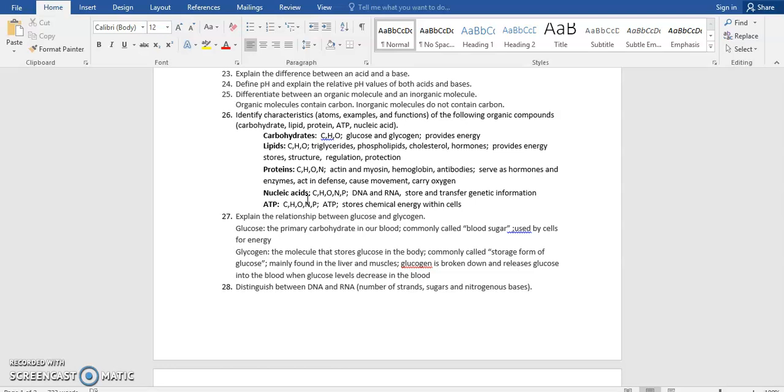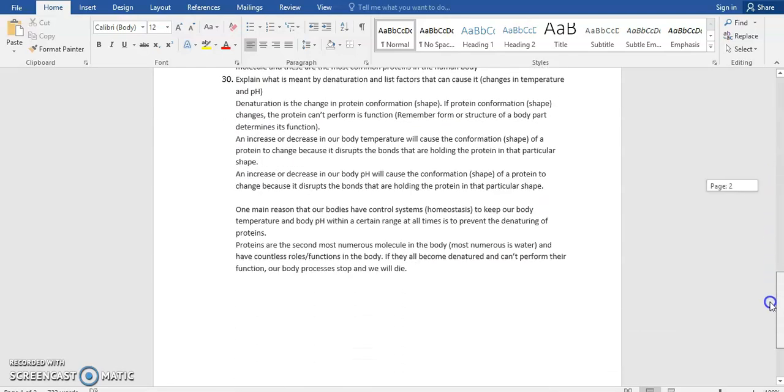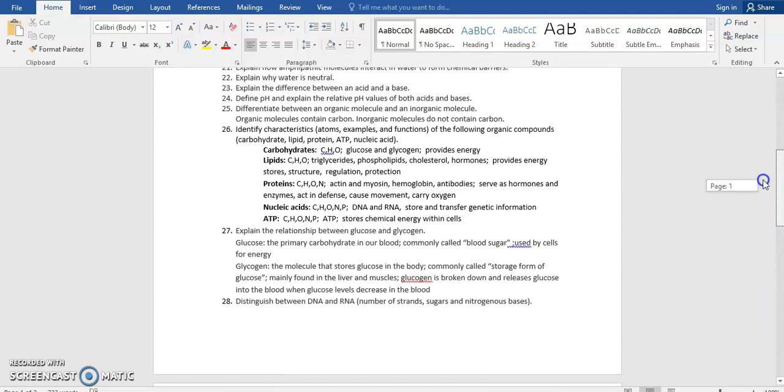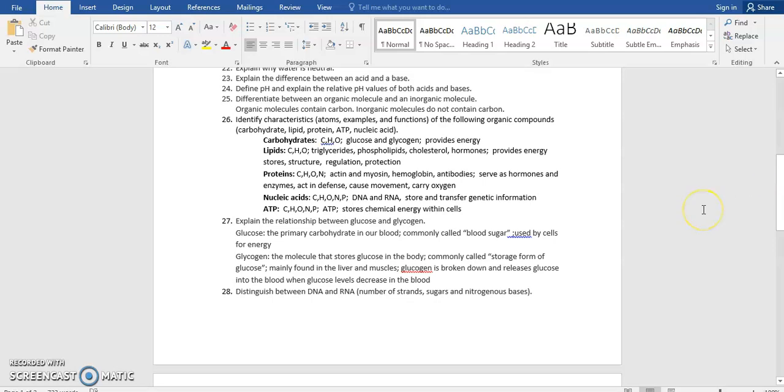So what I've provided for these last few objectives is the learning objective, and then I've given you below it the detailed information that you would need to know for each one of those objectives. So we have 30 of them here. That way it clarifies what you need to know from that section of chapter 2.